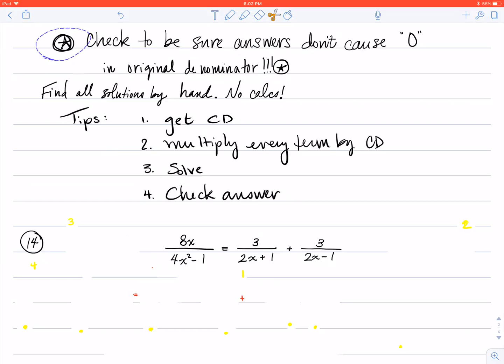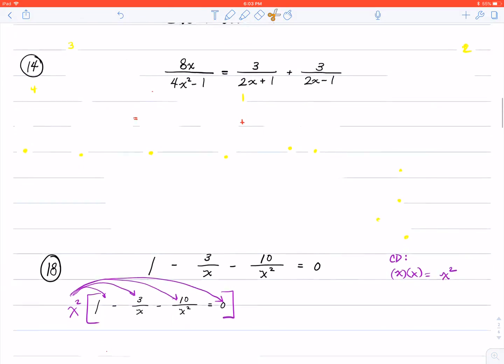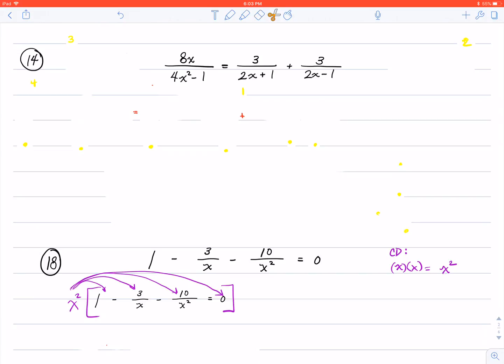So the very first thing in my tip list is that I should go get a CD, or a common denominator. Before I can get a common denominator on number 14, I need to make sure that all of my denominators are factored as fully as they can be factored. So when I look at that very first denominator, I notice it can be factored. It's a difference of two perfect squares, so I can factor it to 2x minus 1, 2x plus 1.